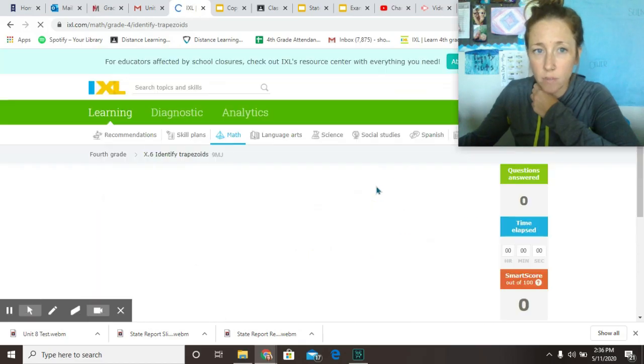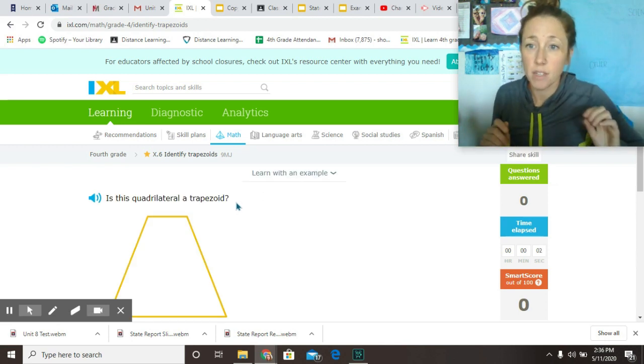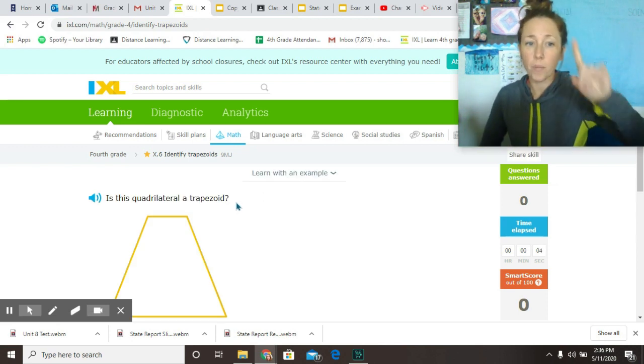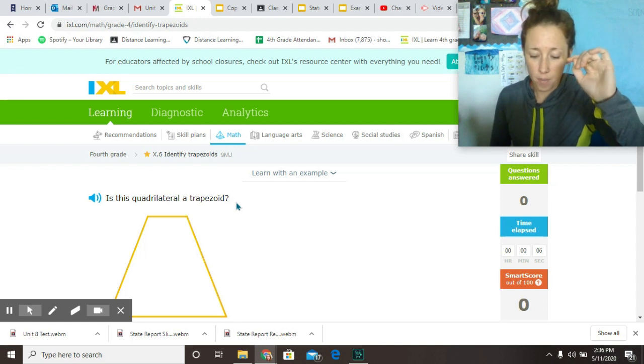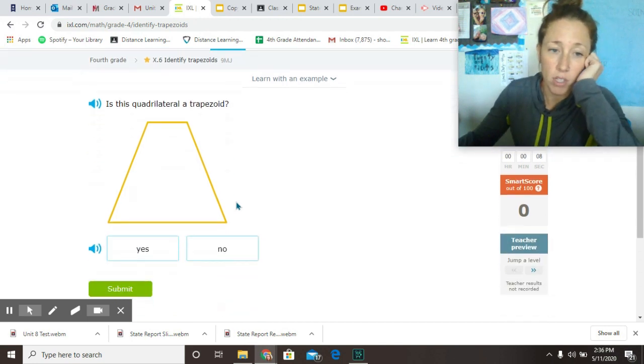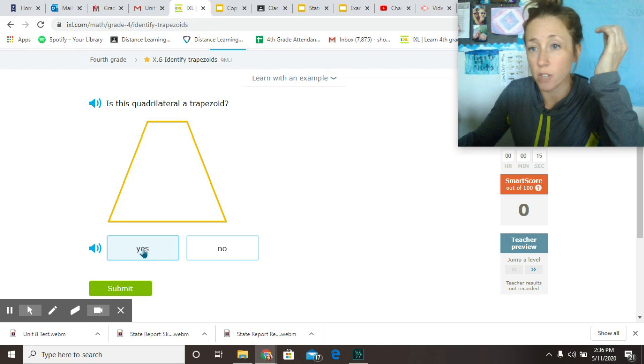Identifying trapezoids. There we go. So a trapezoid, the lengths can vary on the sides. They only need one pair of parallel sides, and the angles will vary. So like this one, I have these two are parallel sides. These are not, but that's okay. I only need one pair, so this would be a trapezoid.